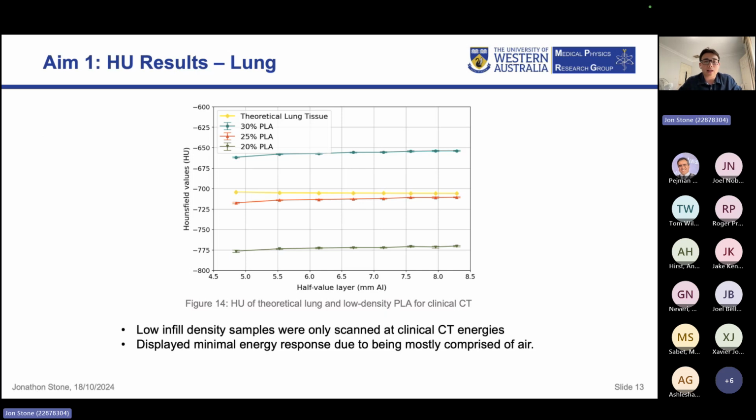And then finally, our HU results for lung. So low infill densities were printed and scanned at clinical CT energies. The reason why is because we can see that there's almost no energy dependence. It's very, very minor. So there was no point scanning at the micro CT level because we knew that the energy dependence was pretty linear anyways, pretty flat.